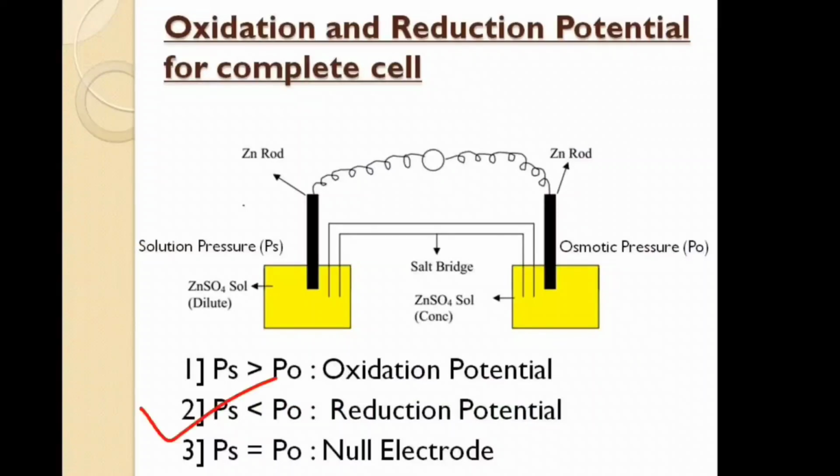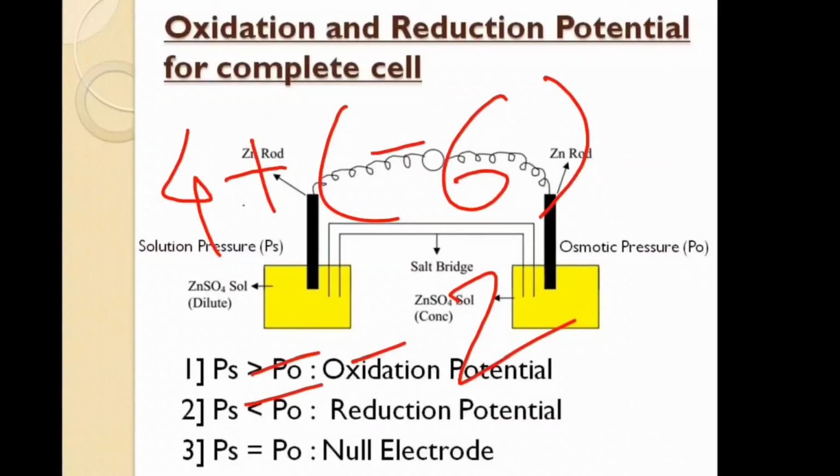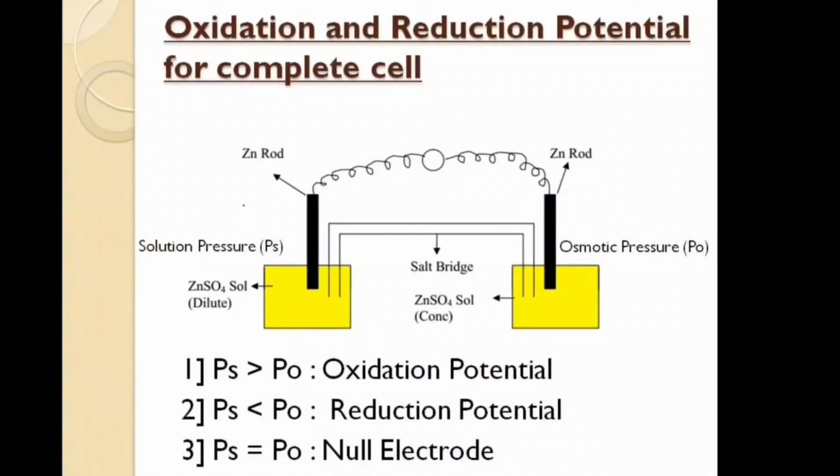Whereas in situation 2, if Ps is less than Po, that is, solution pressure is less and osmotic pressure is more, then in this situation the potential produced is known as reduction potential. For example, if oxidation potential is 4 and reduction potential is -6, then 4 plus (-6) is equal to -2. So the balance is of reduction potential. That's why the potential produced is known as reduction potential.